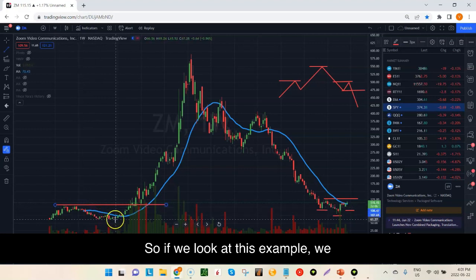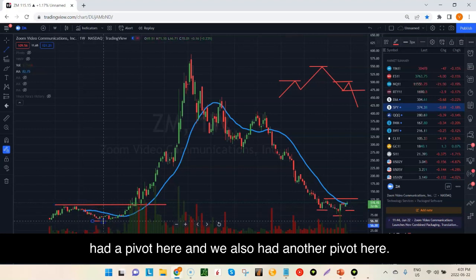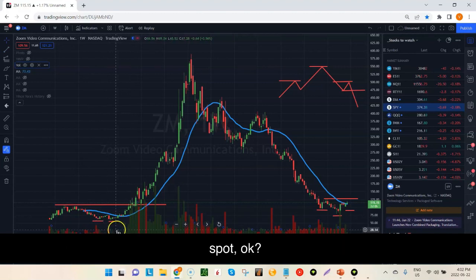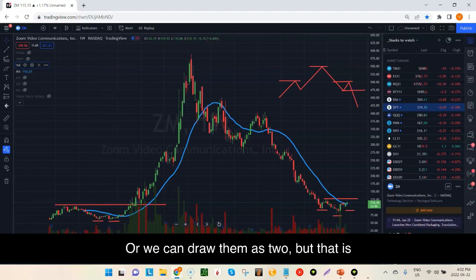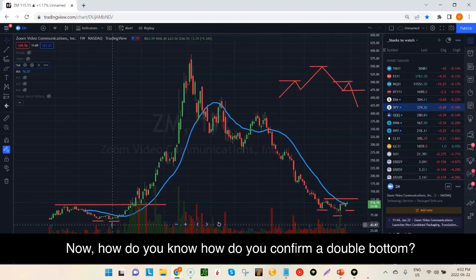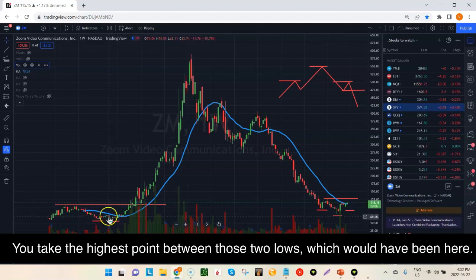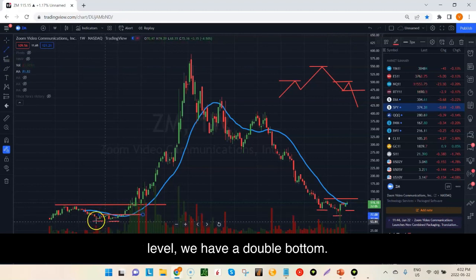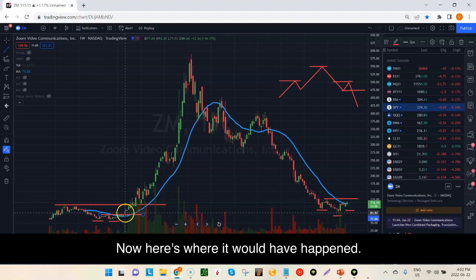So if we look at this example, we had a pivot here and we also had another pivot here, okay? Now, we can draw that as one line because they're pretty much in the same spot, okay? Or we can draw them as two. But that is also known as a double bottom, right? Now, how do you confirm a double bottom? You take the highest point between those two lows, which would have been here. So even early on, we could have looked at this and said, if price gets above that level, we have a double bottom. Now, here's where it would have happened.